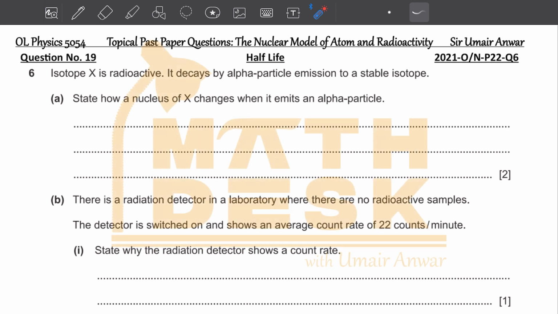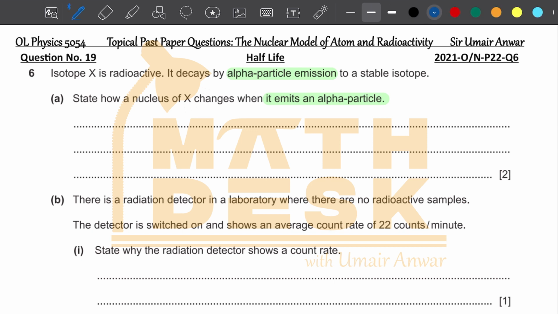Welcome to this tutorial. I'm solving question number 6 of paper 2 October-November exam series of 2021, and the main topic of this question is half-life. The question says isotope X is radioactive and it decays by alpha particle emission, so the radioactive emission from this isotope is alpha particles. To a stable isotope, state how a nucleus of X changes when it emits an alpha particle.